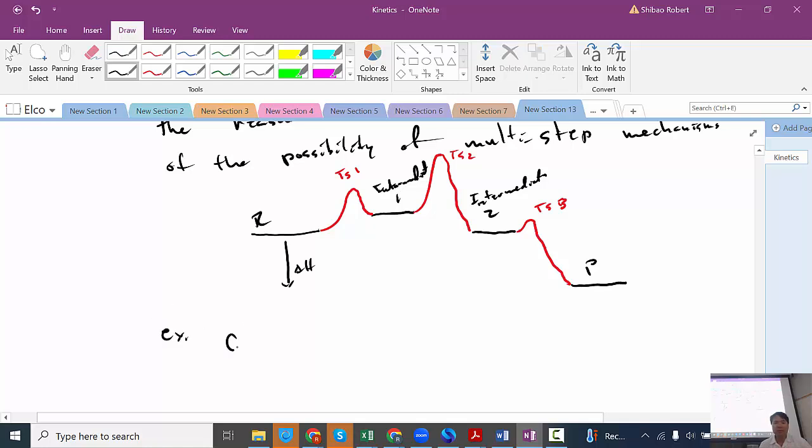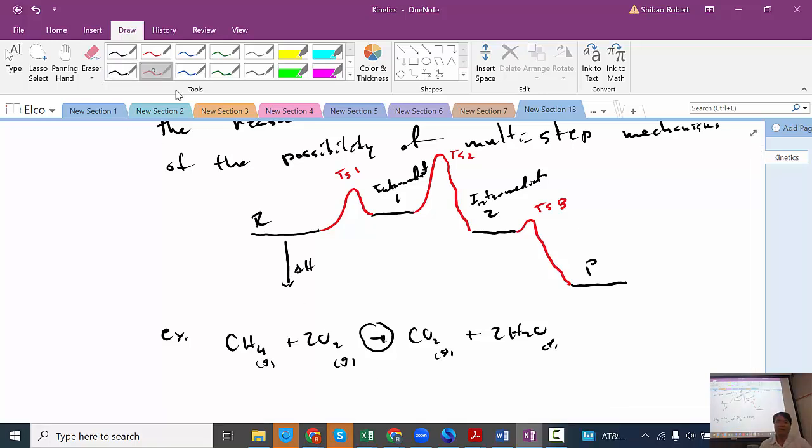An example is the combustion of methane. How long has the combustion of methane been around? Combustion of methane's been around for ages. However, do you know it wasn't until recently, like the 1970s, I think, that somebody finally figured out all the possible steps in the mechanism? Well, it depends on what paper you read, but there are anywhere between like 500 to 2,000 steps possible.